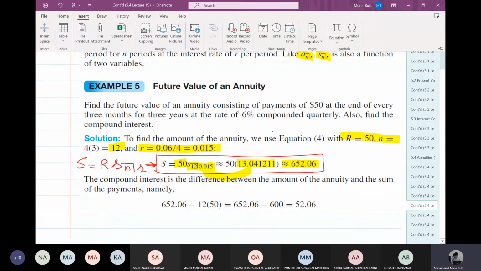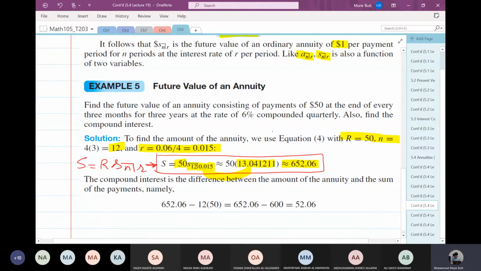And now there is another part. It says also find the compound interest. Doctor, from where do we get 4? Quarterly, you see he says quarterly. That is why we get it from here. N is 4. In 1 year, how many quarters do we have? 4. Clear now? Yes, it's clear.